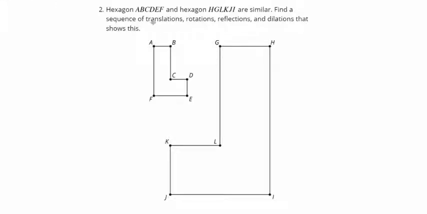Okay, hexagon ABCDEF and hexagon HGLKI are similar. Find a sequence of translations, rotations, and reflections and dilations that show this. All right, so I'm going to do the same thing. Oh, that came off.